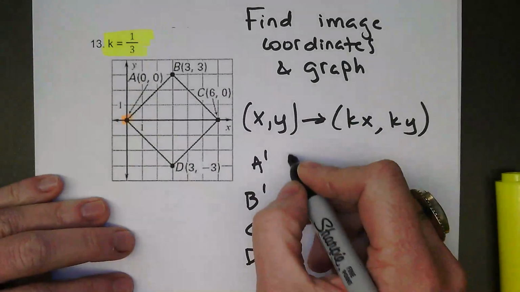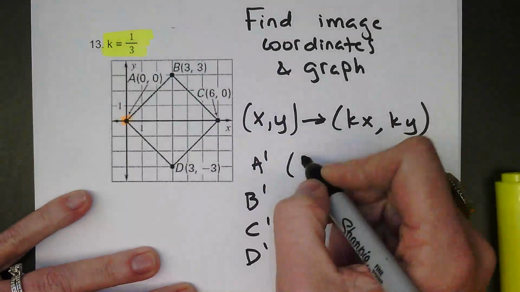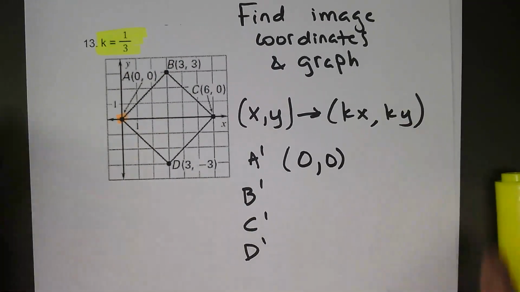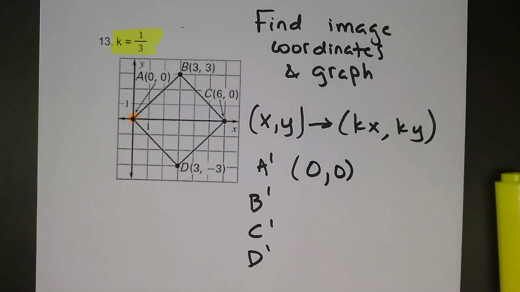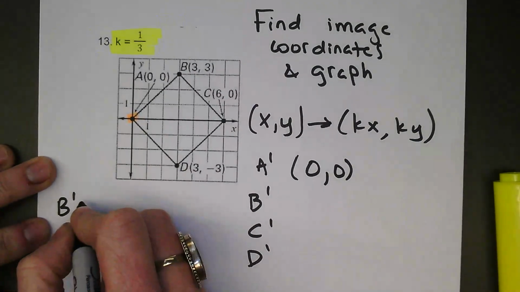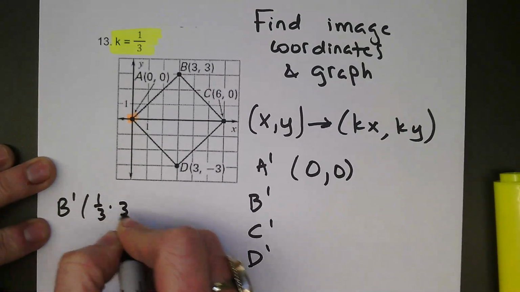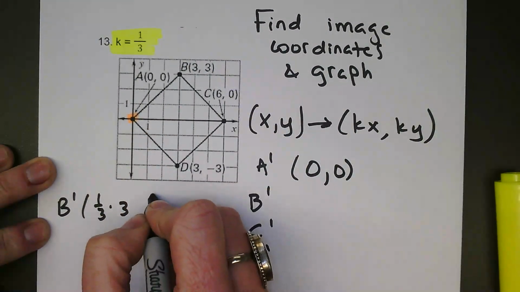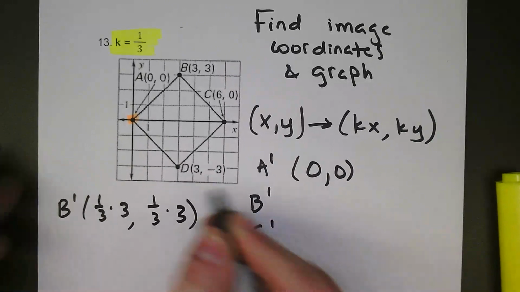It's 1/3 times 0. A prime is not going to move. It's going to be 0, 0. 1/3 times 0 is 0. 1/3 times 0 is 0. Now for the next one, I need to do a little bit more math. So what I'm going to do here for b prime, I'll show you a little bit of the work. We're going to do 1/3 times 3, the k value times this value, and then the k value times this value. So 1/3 again times 3.